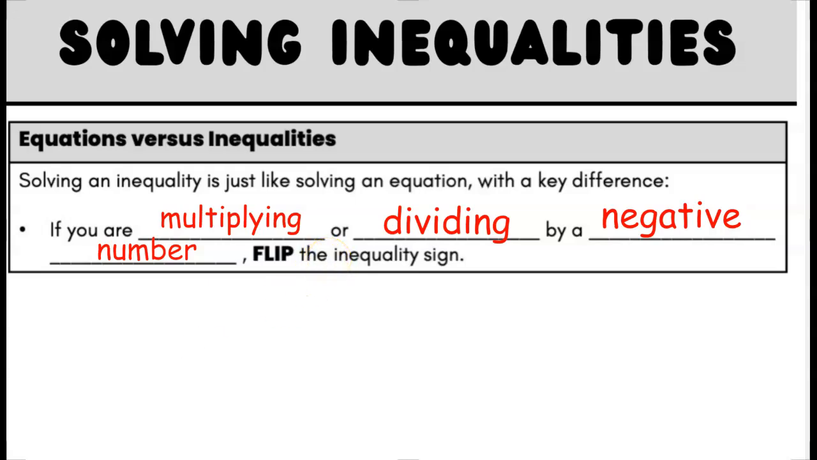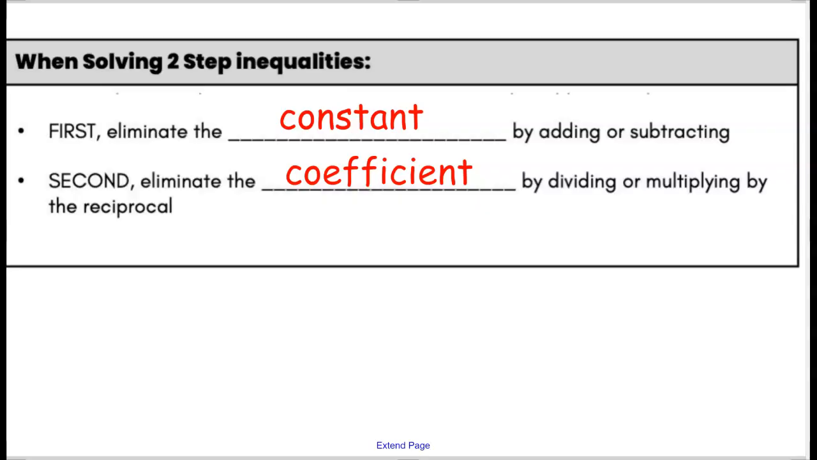All right, so let's take a look at what that looks like. Oh, one more thing. In order to solve an inequality, or an equation for that matter, first you want to eliminate the constant term by adding or subtracting. And then second, eliminate the coefficient by dividing or multiplying by the reciprocal. And that works for two-step inequalities and equations.